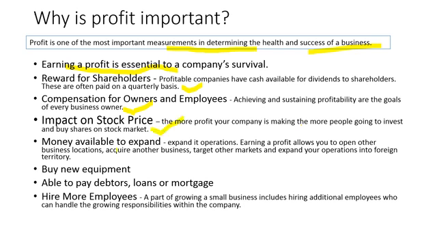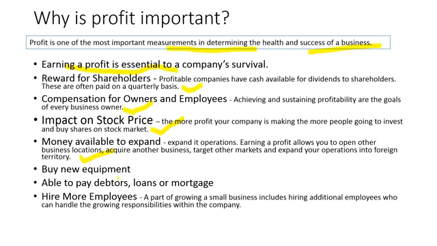Money available to expand. Profit is important because we have more money available for us to expand our organization. Expand operations: earning a profit allows you to open other business locations, acquire another business, target other markets and expand your operations into foreign territory. So if your business wasn't making any money, then this would not be possible.